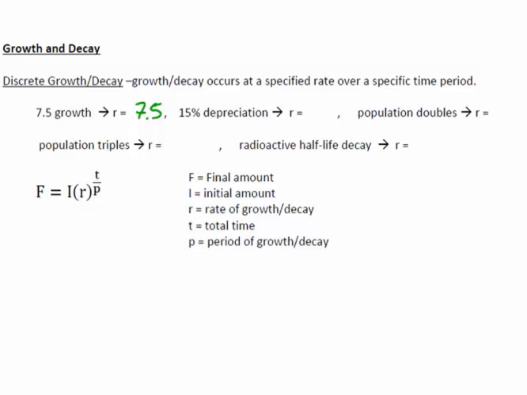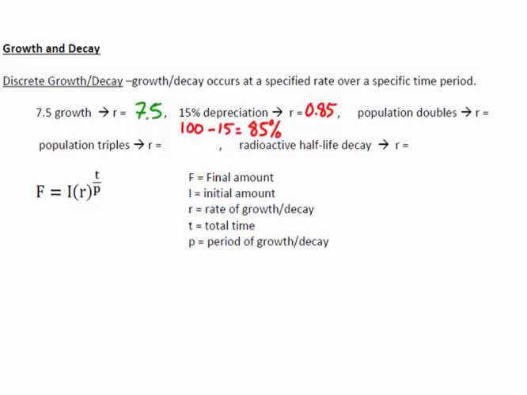To find the R value, we must consider that we start at 100% and we minus 15% because we're depreciating. We would really have a rate of 85%, but we want to make sure we put that as a decimal of 0.85. So with percentages, you've got to be careful. Is it an increase or a decrease?